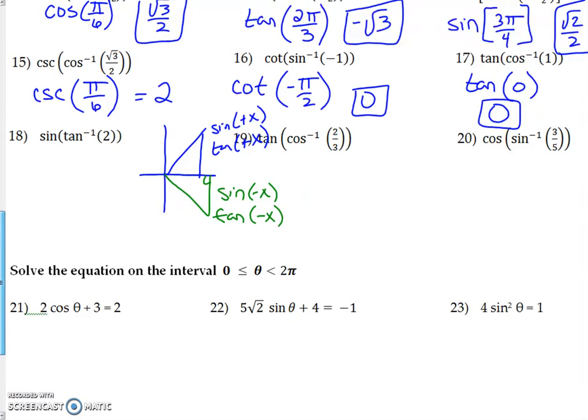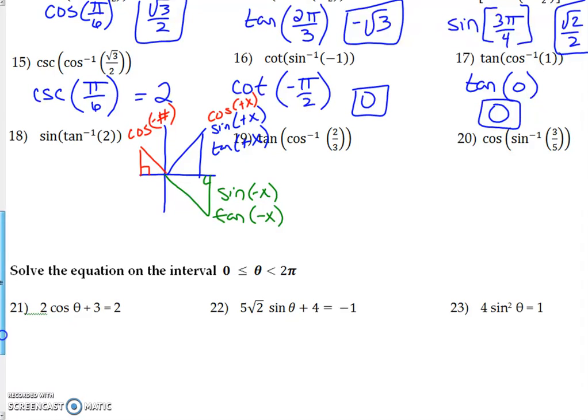If you have cosine, cosine being positive is also in the first quadrant, but cosine being negative is in the second quadrant. Negative number, negative x. So make sure you pay attention to which quadrant you should be in, because that's going to tell you the signs of your values.